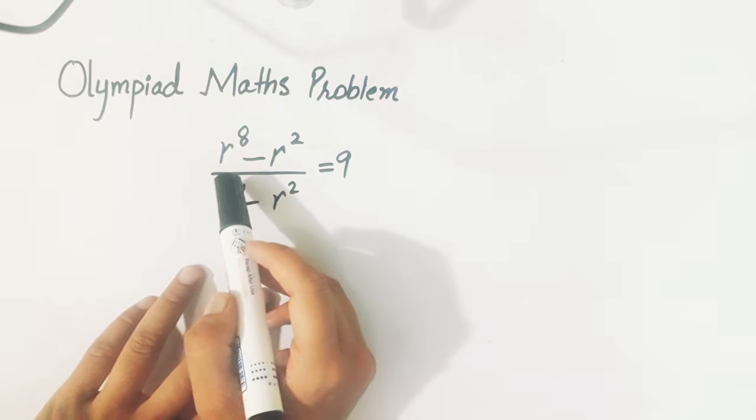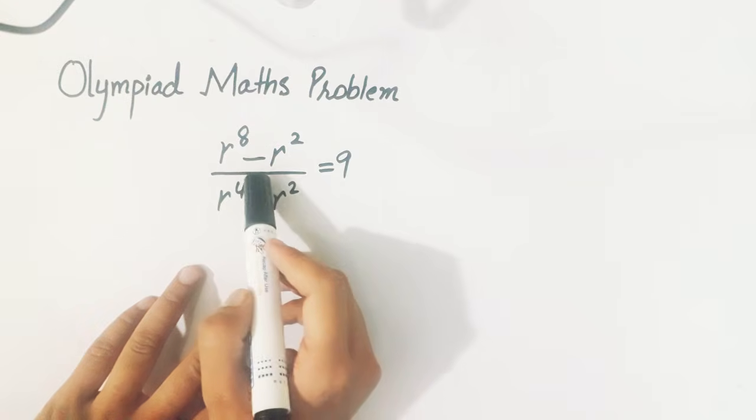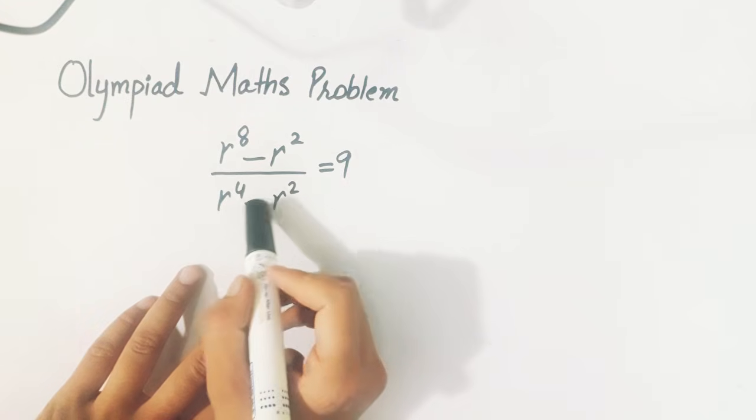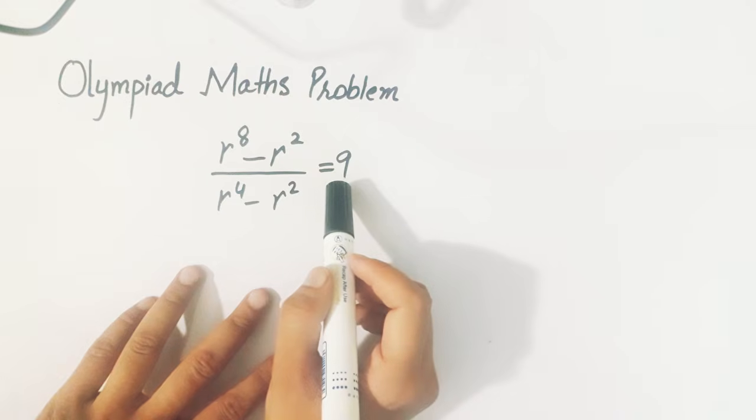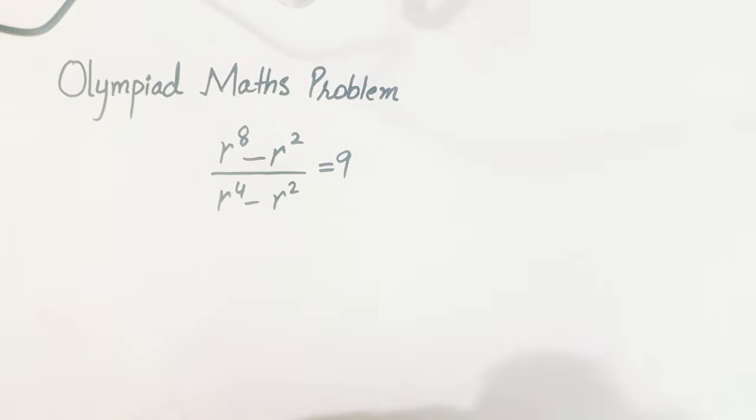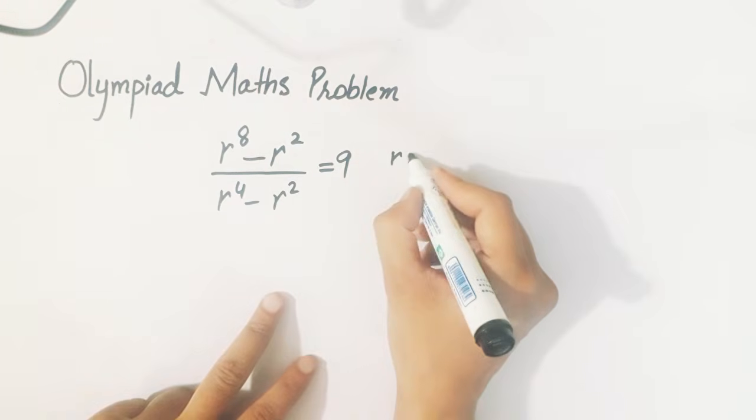Today's problem is (r^8 - r^2) divided by (r^4 - r^2) equals 9, and you have to find the value of r.